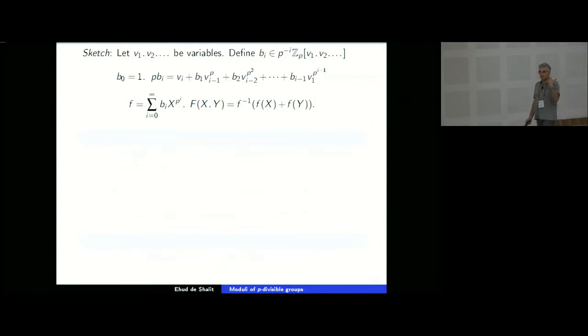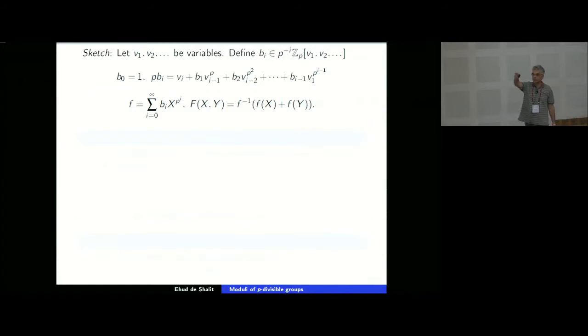The idea is that we start with a universal formal group law in infinitely many variables that we call V1, V2, and so on, that is built in the following way. We define iteratively polynomials b_i, but they have denominators. They're in p^{-i} Z_p[v's]. b_i involves only v1 up to v_i. And the formula that defines them should remind you of formulas that appeared, or did not appear deliberately, in today's talk on Witt vectors, but these are very similar formulas.